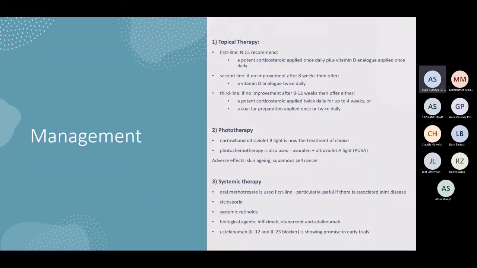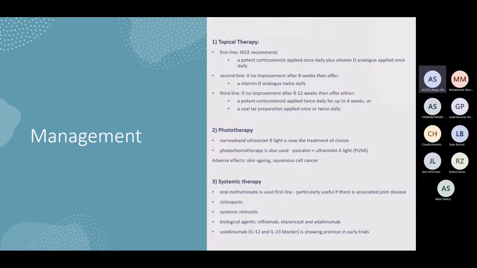So, management of chronic plaque psoriasis. The first thing to know about, first line, is topical therapy. Usually you prescribe a corticosteroid and then a vitamin D analog. Second line, if there's no improvement with that, then you'd offer a vitamin D analog twice daily.